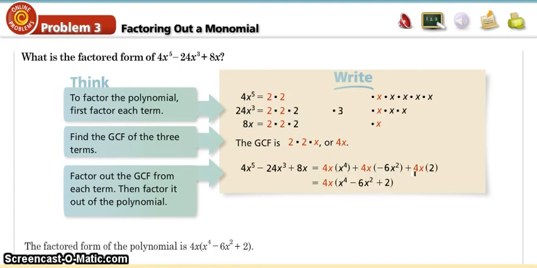The factored form of the polynomial is 4 times x times the quantity x to the 4th power minus 6 times x squared plus 2. Okay, so if you were to distribute this back in, just like the problems we did with problem number 1, then this is exactly what you would get. So it's a good way to check your answer. But this is factoring. You take all of those 4 x's out. That's originally what was on the outside. And this is the trinomial that was on the inside.